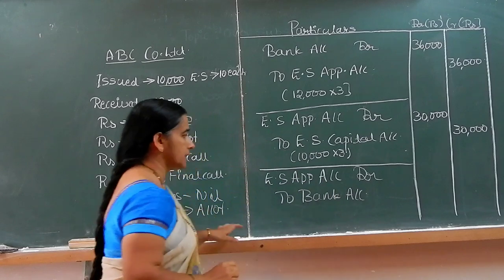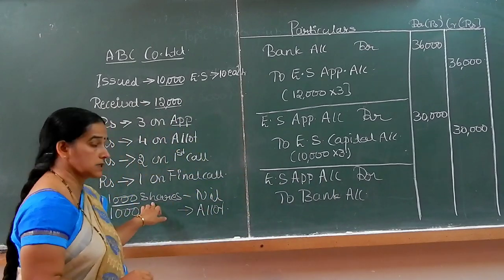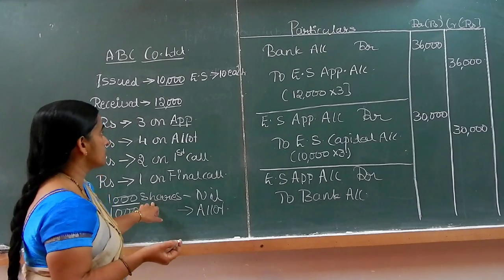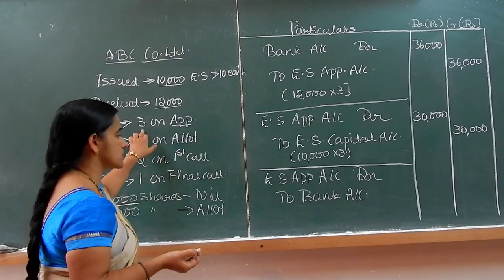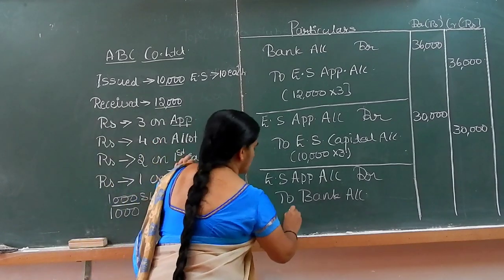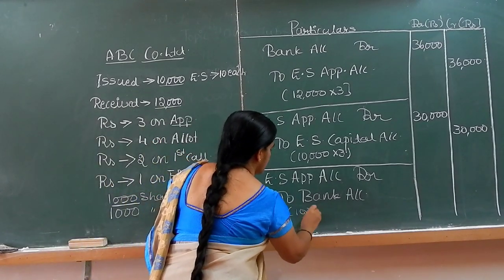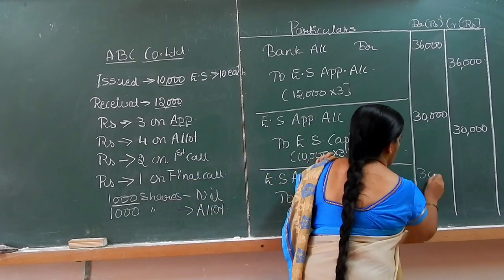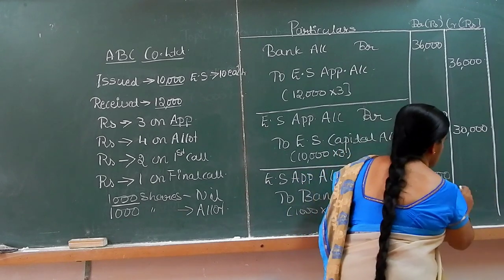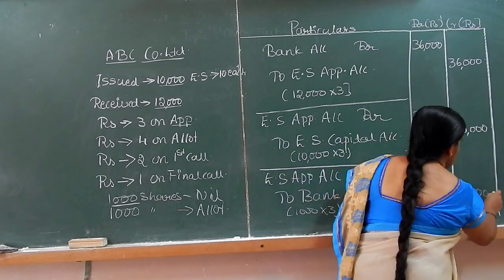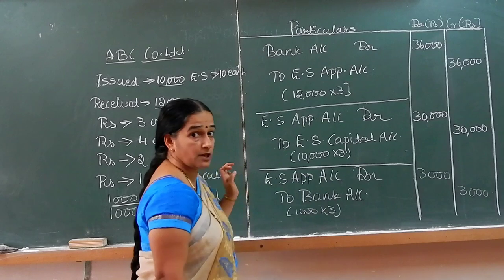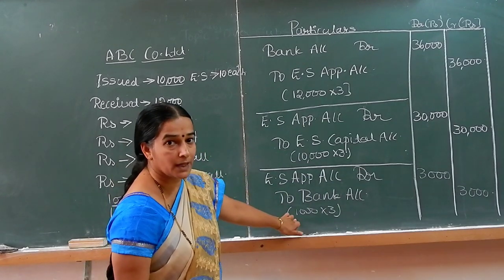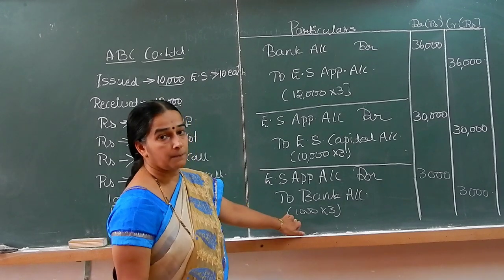Now how to calculate the money? 1000 share application money is returned to the applicant means 1000 into what is application money? That is 3. So 1000 into 3, that is 3000. So 3000 rupees are returned to the applicant for whom no shares are allotted. So what is the narration now? Being 1000 share application money is returned to the applicant.